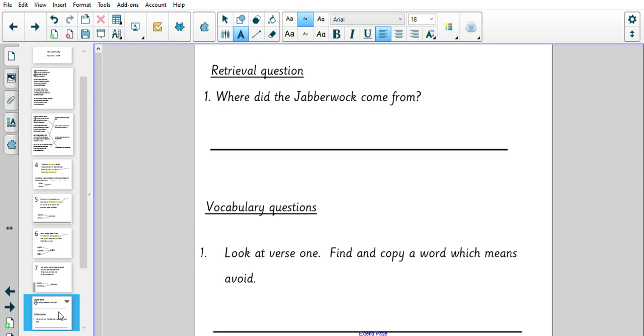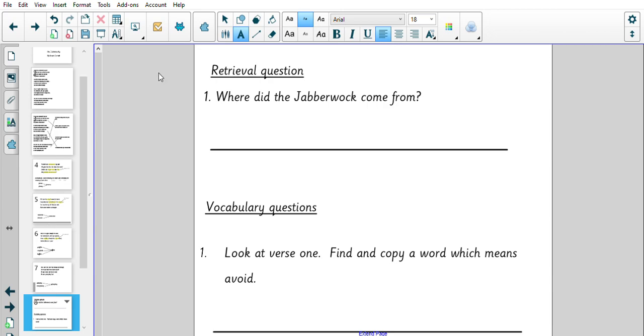So what we're going to do first is have a little warm-up before you do your work on Class Dojo. We're going to have a look at a couple of retrieval questions, and a vocabulary question, because these are the two types of questions that you'll be answering on your worksheet. So the first one is, where did the Jabberwock come from?